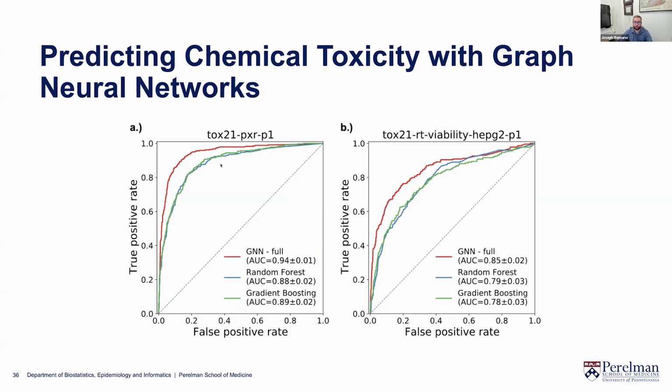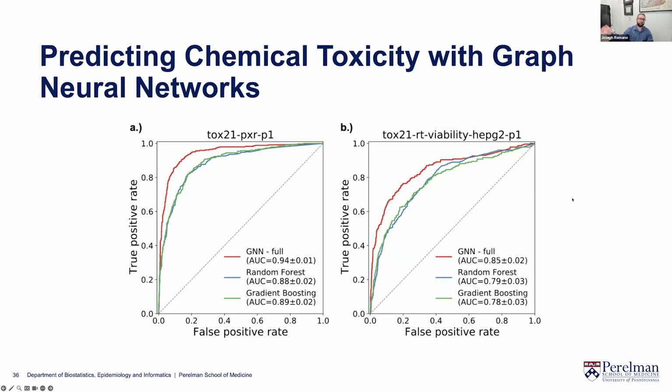So these are just two of the toxic endpoints we tested. We have pregnane X receptor agonism on the left side and HepG2 cell viability, so in other words, cell death, on the right-hand side. And this is what we call an AUROC plot. Basically, the area underneath the curve is proportional to the performance of the algorithm. So the red curves, which are does somebody have a question?